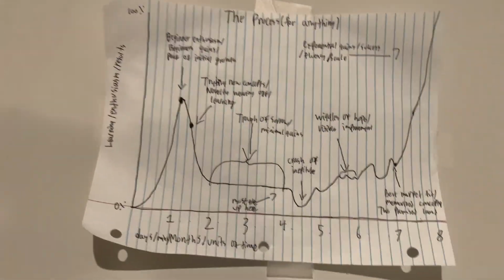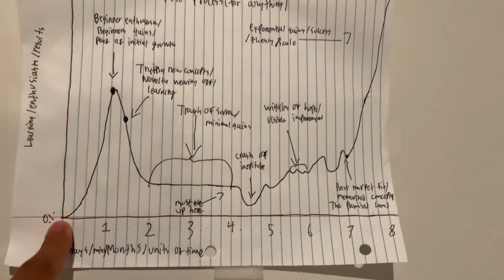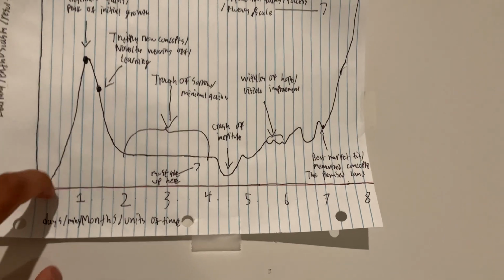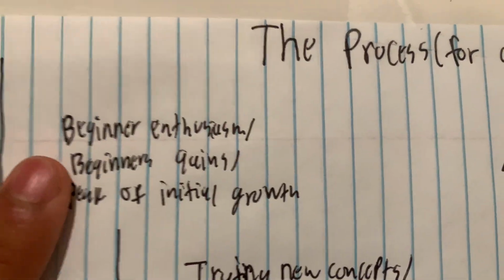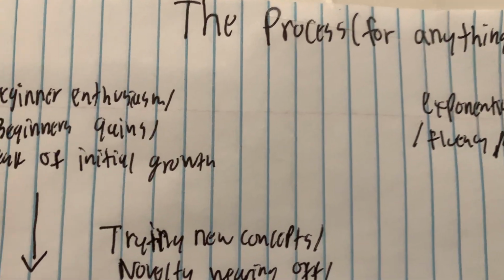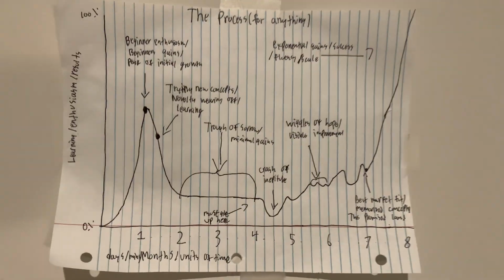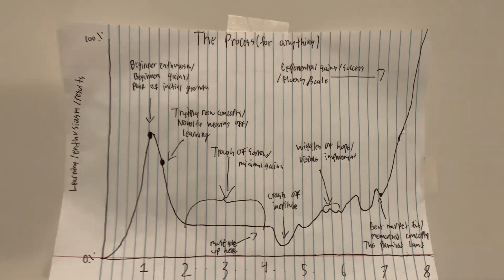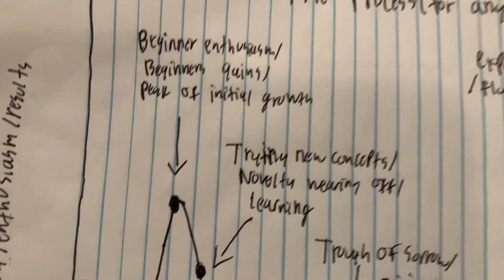So here's how it goes, right? When you first start a business, this is day zero. You decide to start the business. For the first year, you're excited. You have this beginner enthusiasm. You have the beginner gains, the peak of initial growth. You're like, oh, like you've never seen results before. So even when you have a little bit of results, you're like, oh, this is amazing, right? Like I've never seen results before.